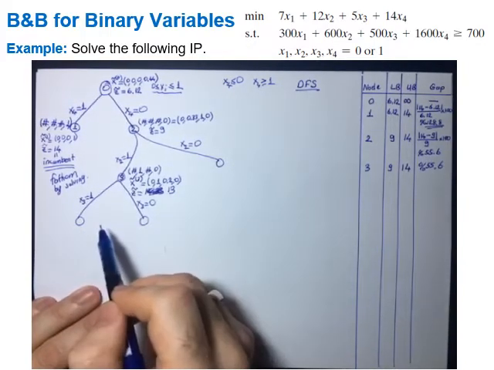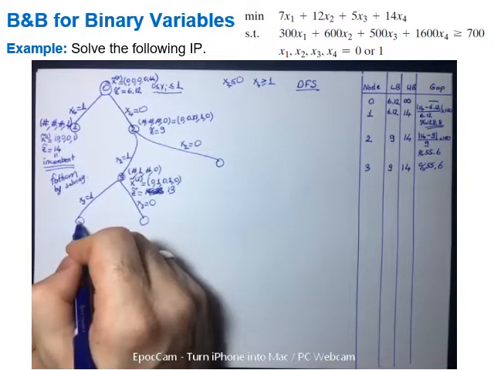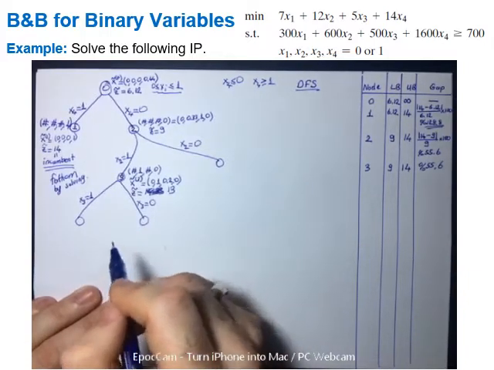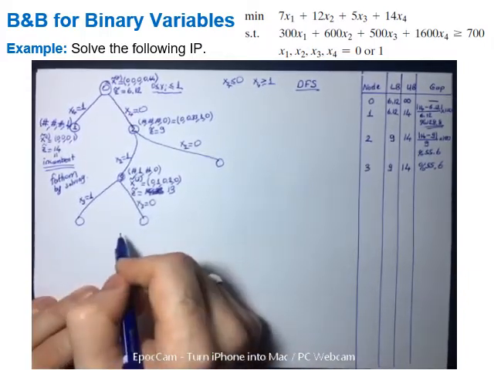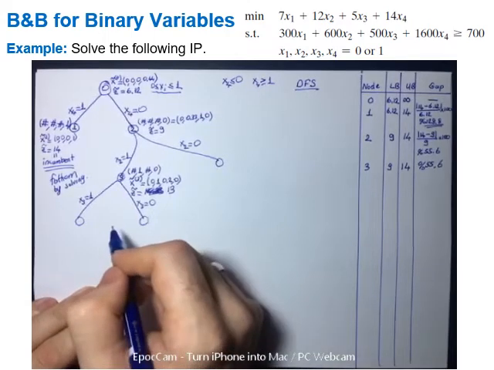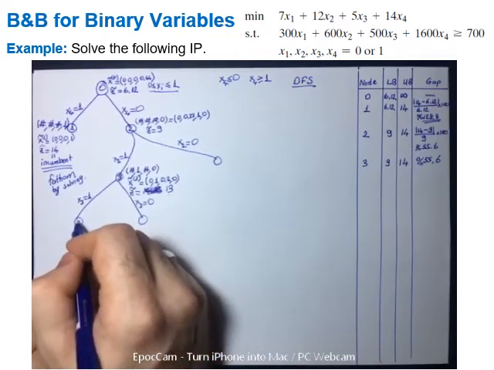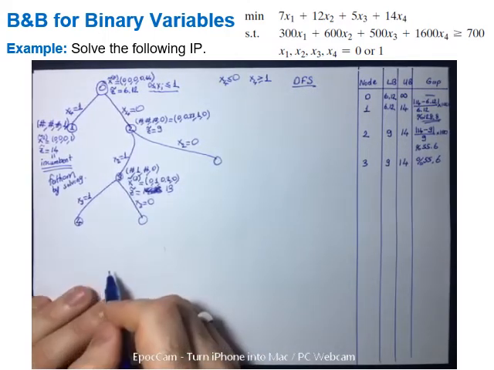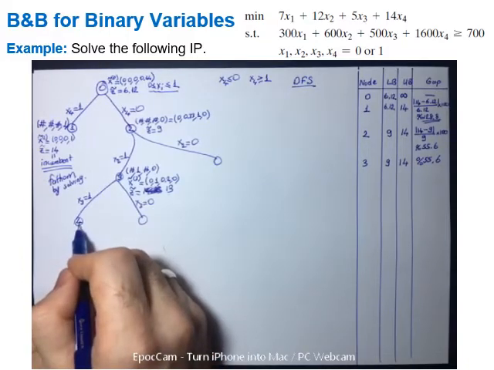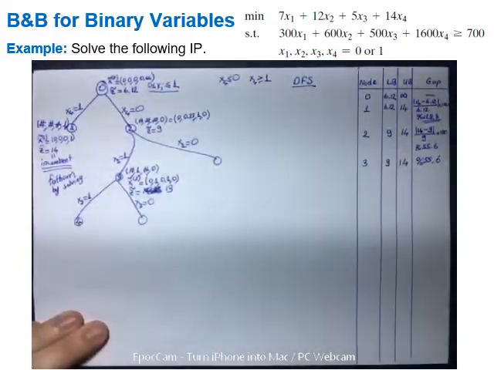And which one of them? I prefer to select this one. In fact, you could select this one as well. If there is no rule for this selection, you can just select one of them randomly, arbitrarily. Okay. So I selected this one, then I put the next number, which is 4.